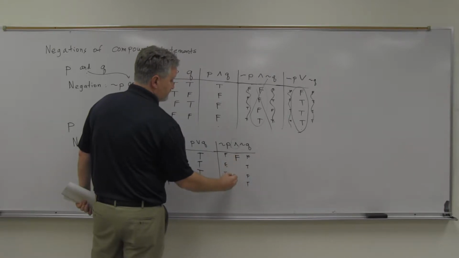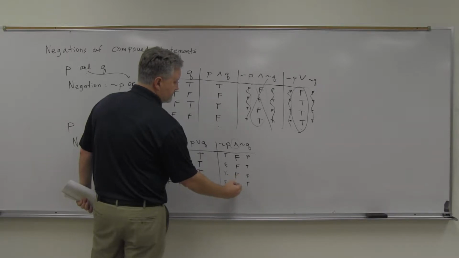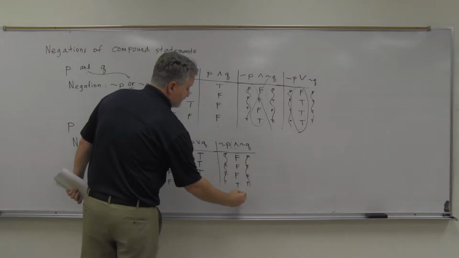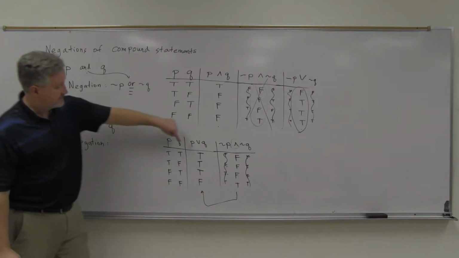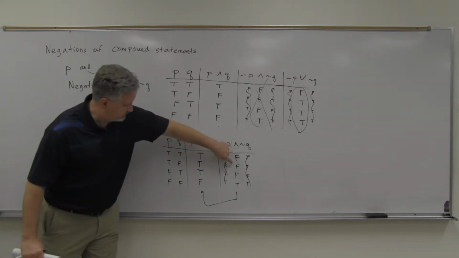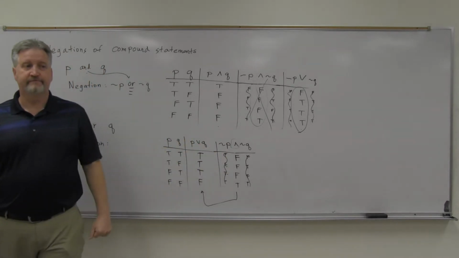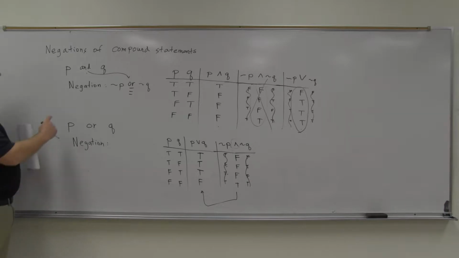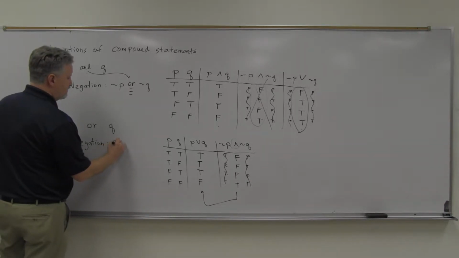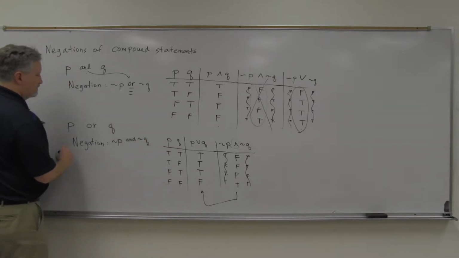False and true is false. True and false is false. True and true is true. So if we compare that to our OR statement there, is it exactly the opposite? In all cases, yes. So there is a little bit of justice there. So the negation of P or Q is not P and not Q. Okay?